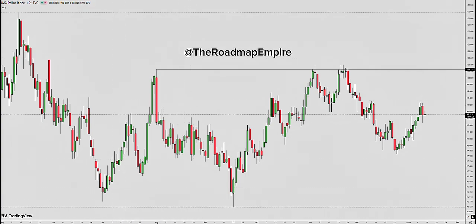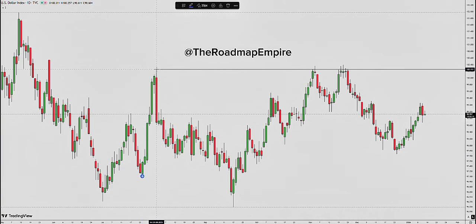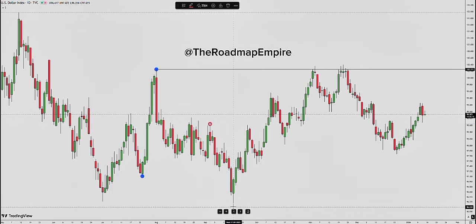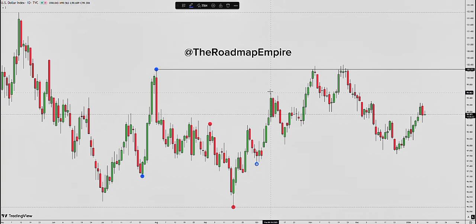So I'm looking at the dollar. I want to look at the dollar from the past to the present. This is a bullish move to the upside. This is a bearish move to the downside, which will be seen as liquidity. So yeah, it's bullish.